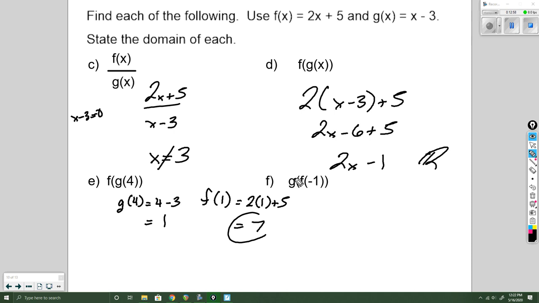All right, in part F, let's first plug negative 1 into function f. So that's going to be 2 times negative 1 plus 5, which is 3. And then we're going to take that 3 and plug it into g. So we have 3 minus 3, which is 0.